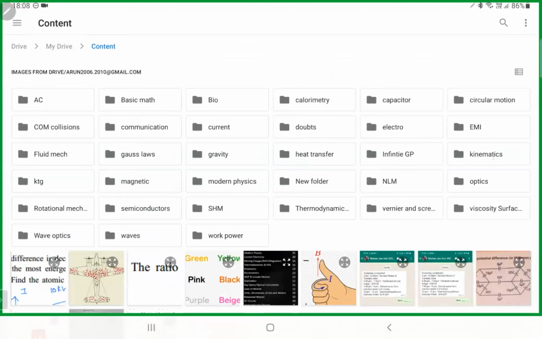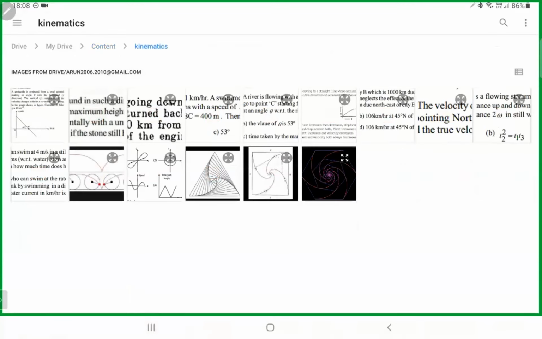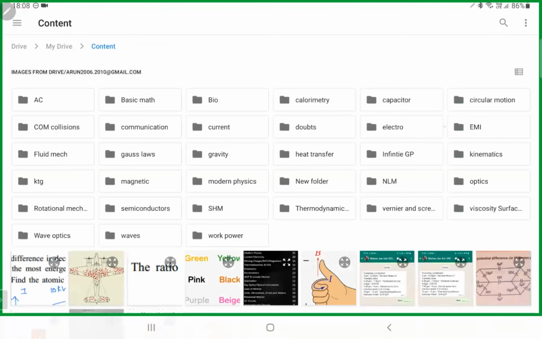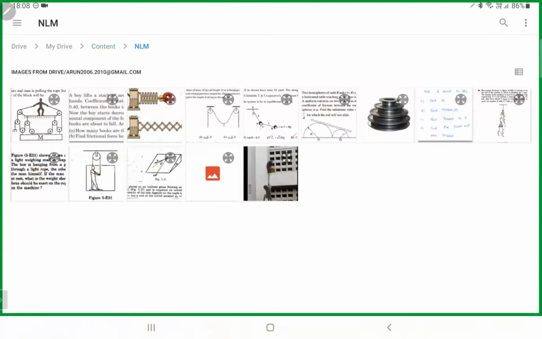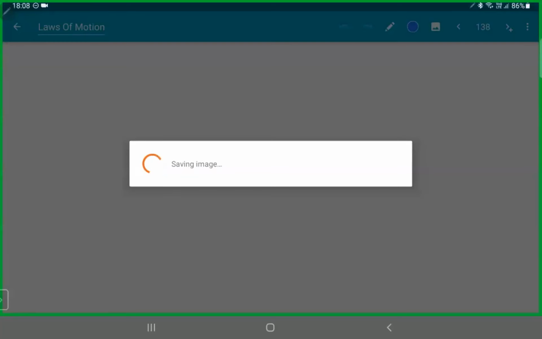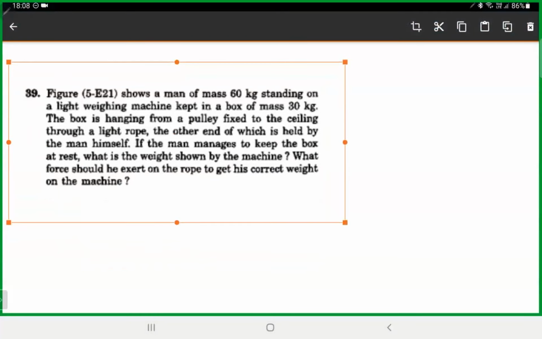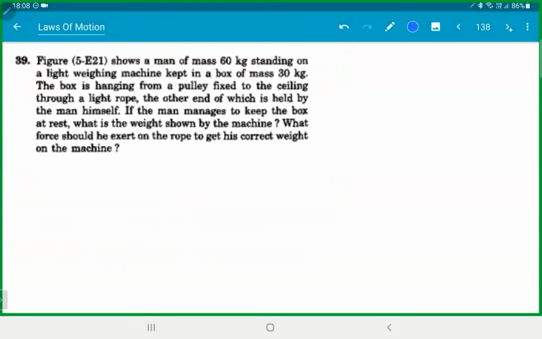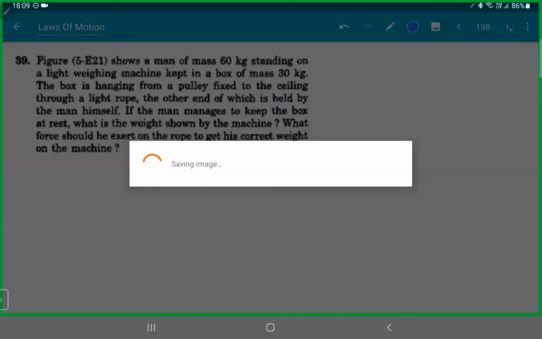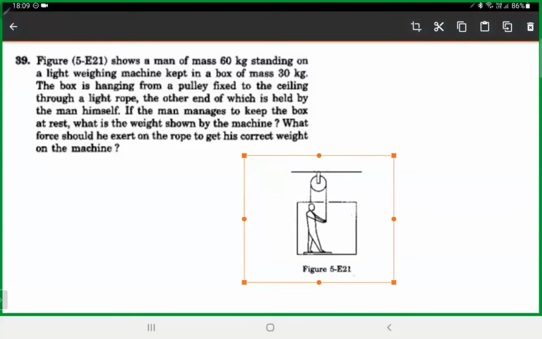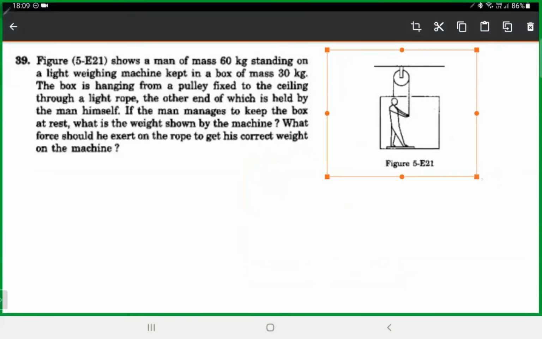What are we looking at? Kinematics. Why are you doing kinematics? This is an HCV question. Sure, let's get this thing.